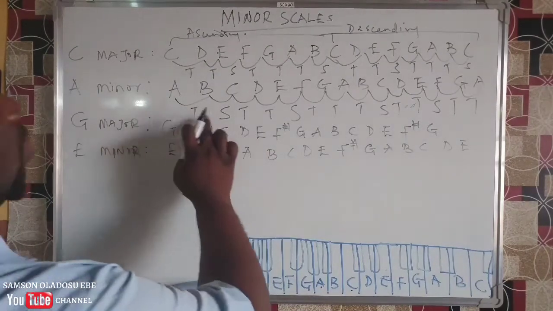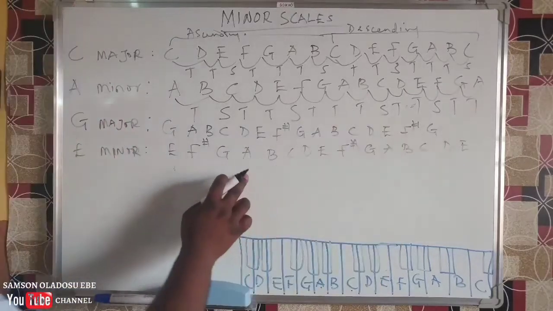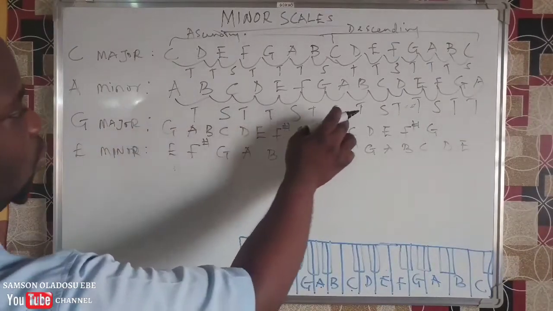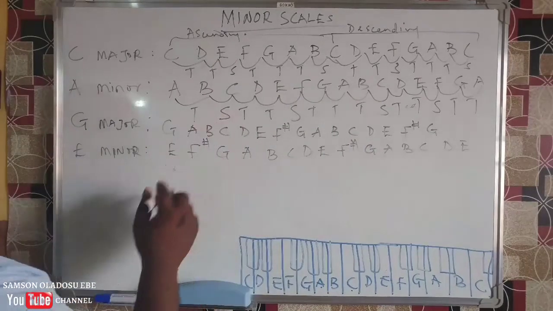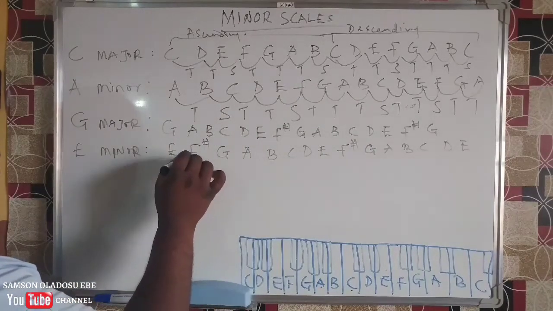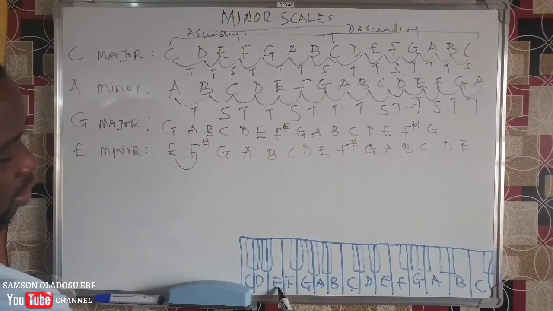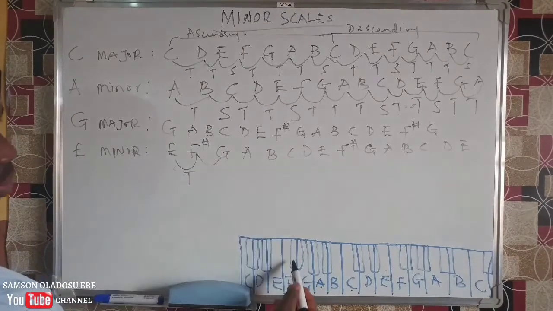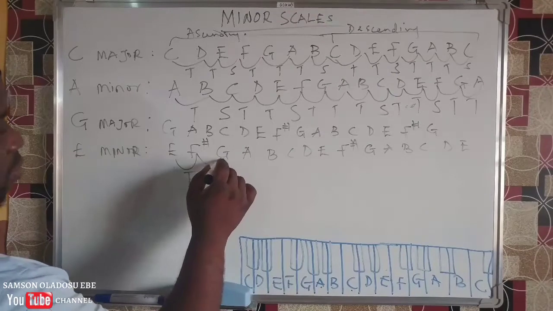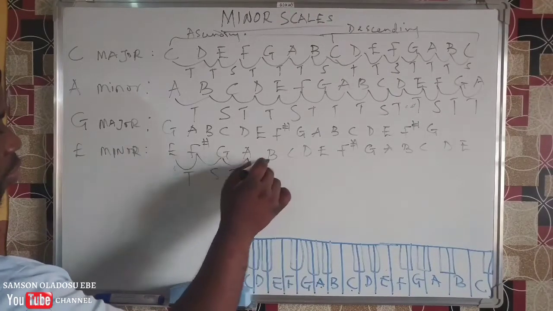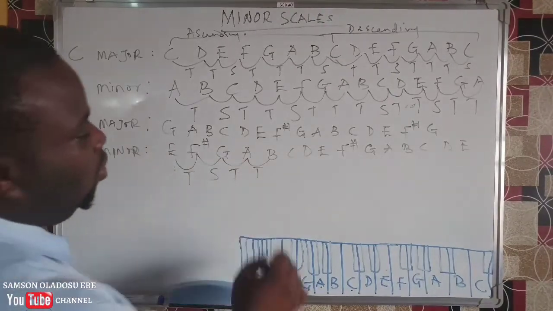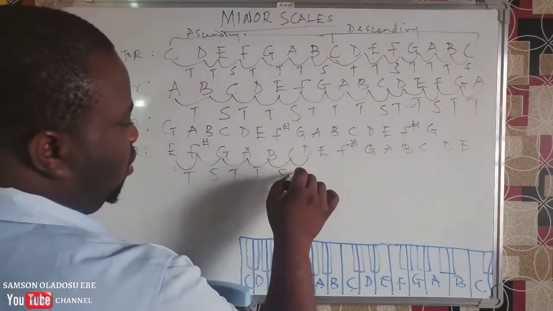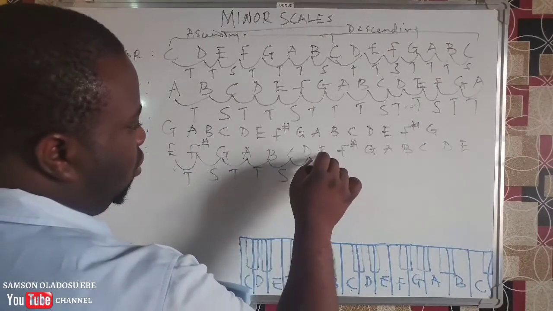Let's see whether we're going to get this distance here also for minor. I said it's tone, semitone, tone, tone, semitone, tone, tone. So from E to F sharp is a tone. From F sharp to G is a semitone. From G to A is a tone. From A to B is a tone. From B to C is a semitone. From C to D is a tone. D to E is a tone.